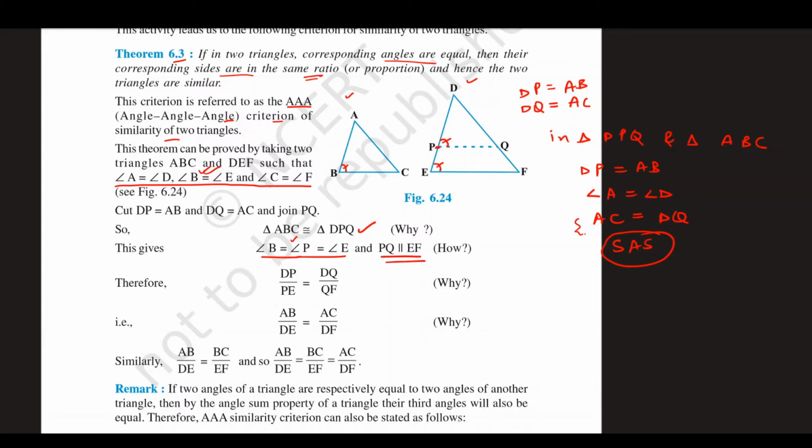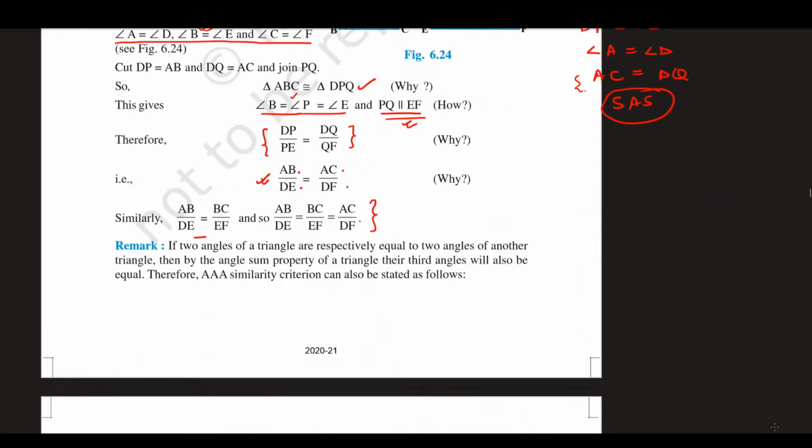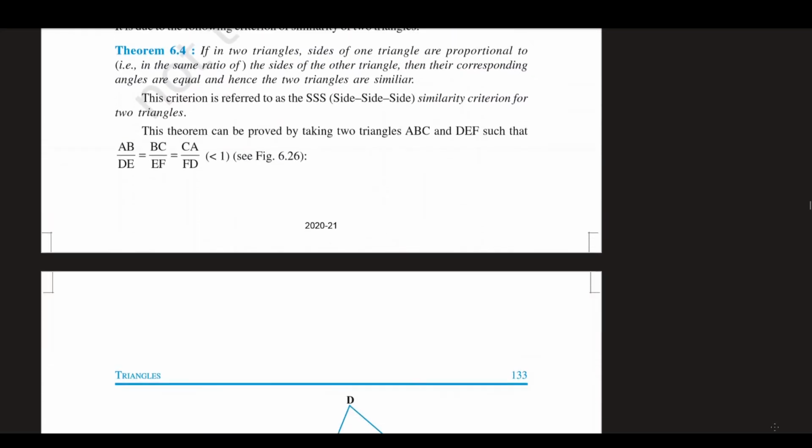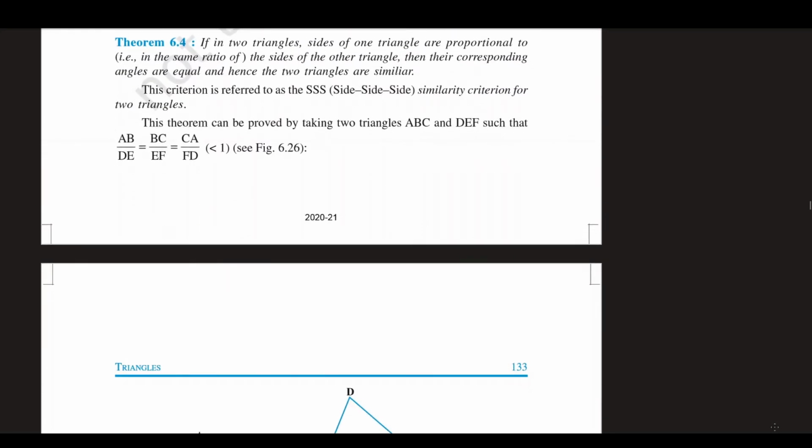If PQ is parallel to EF, then we have this thing true from theorem 6.1 or 6.2. Then we can change this to AB upon DE is equal to AC upon DF, and similarly we can say that AB upon DE is equal to BC upon EF. Hence the theorem is true. So this is the AAA criterion. Then we have the second criterion, the SSS criterion.